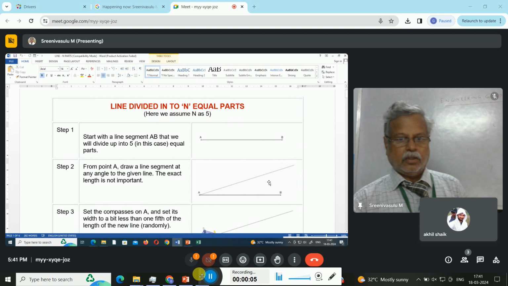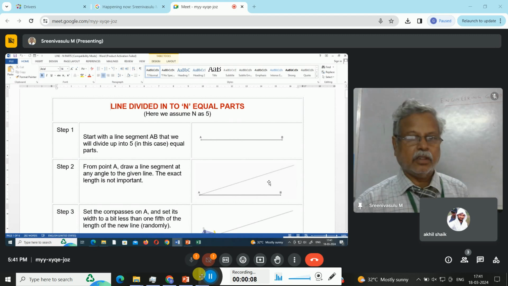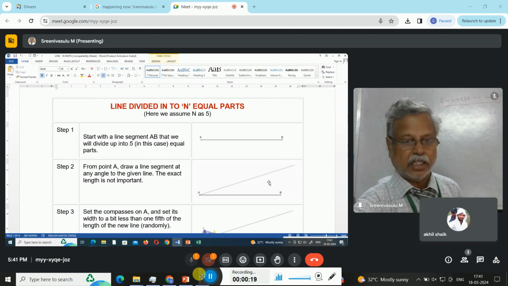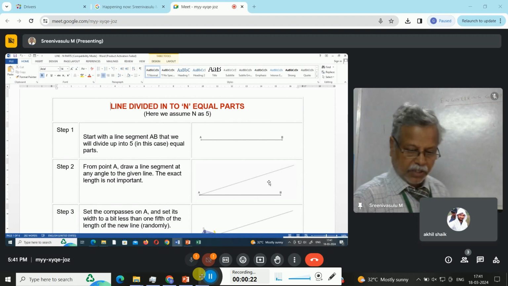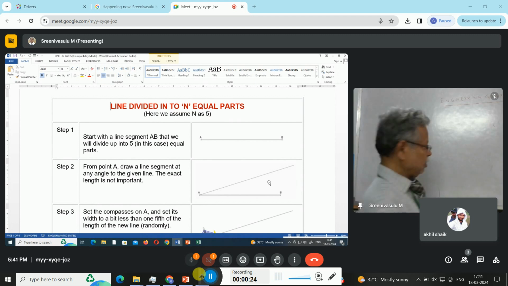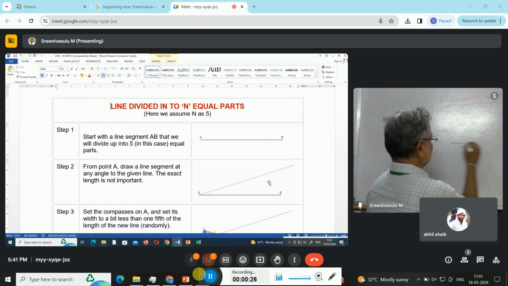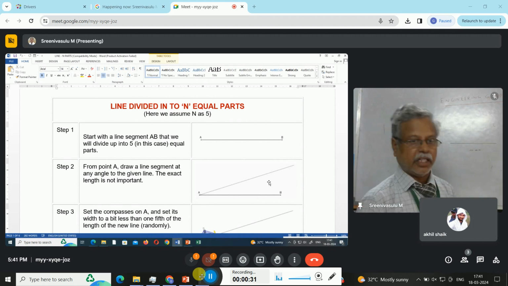So good evening students. Now we would like to discuss the line division method. Suppose you have a line that you want to divide into n parts. Say, for example, a line of 100. If you want to divide it into 10 parts, we normally take the support of a scale and mark it on that.